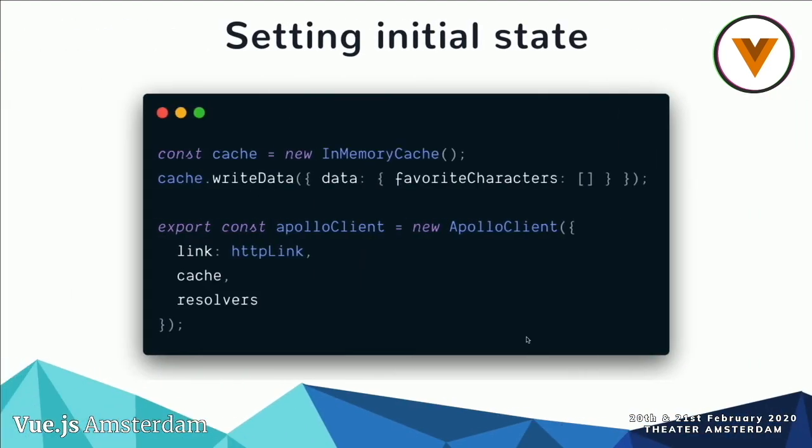And where do we have favorite characters? We need to put them to this local cache, right? Because we need to somehow initiate it. And we do this when we create an Apollo client with writeData. It's like an initial state in Vuex. You just put whatever you want to the cache with writeData. Now we have an empty array, and we can play with it. We can change it. We can add more favorite characters. But how?